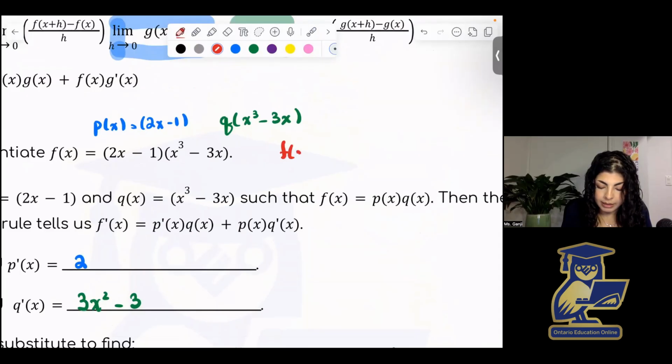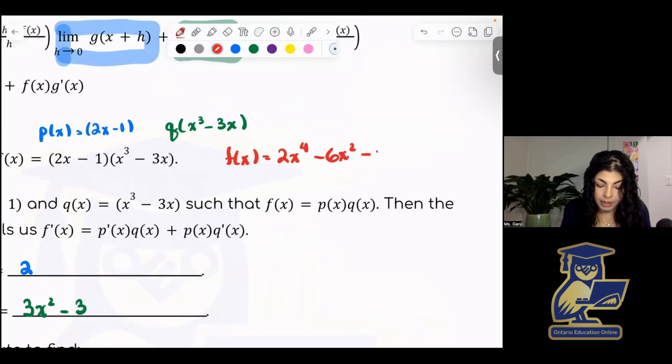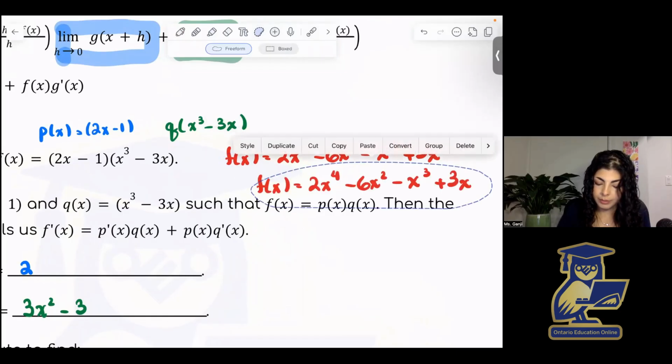So if we expand this, I have 2x to the 4, minus 6x squared, minus x cubed, and plus 3x. Okay, and let me just bring this down.